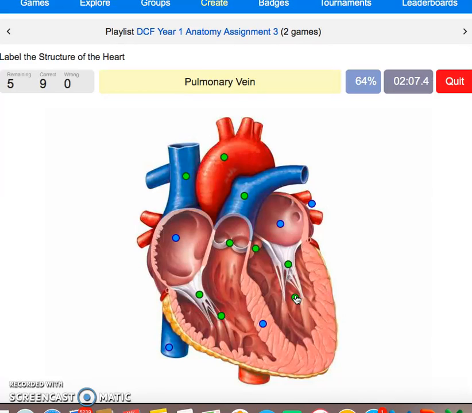The pulmonary vein. This carries blood to the left atrium of the heart from the lungs. This blood is oxygenated.